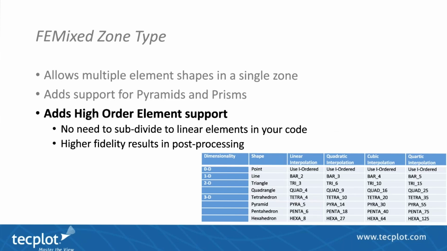And the final thing it does, and one of the drivers for adding this new zone type, was to add support for higher order elements. So there's no need to subdivide to linear elements in your code like is often done now, and you get higher fidelity results in post-processing. So we support all those element types you see to the right. That's actually the CGNS designation for the element types, but it's the shape, say quad, underscore, and the number of nodes. Next slide, please.